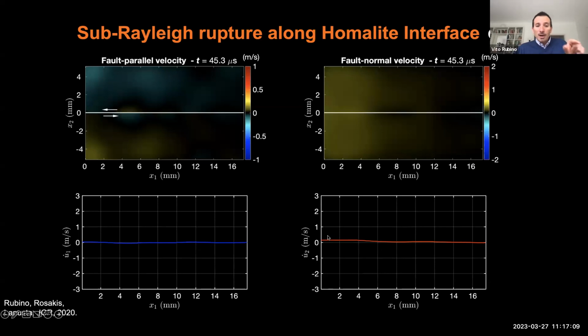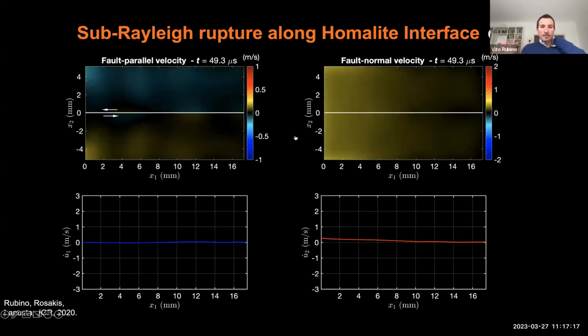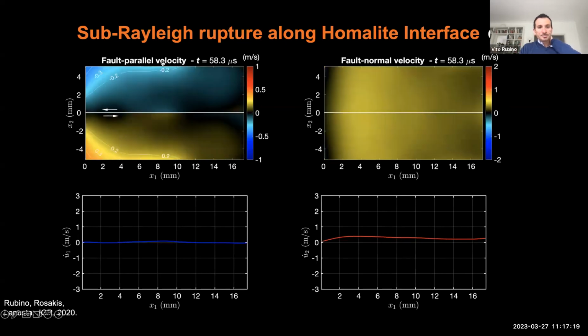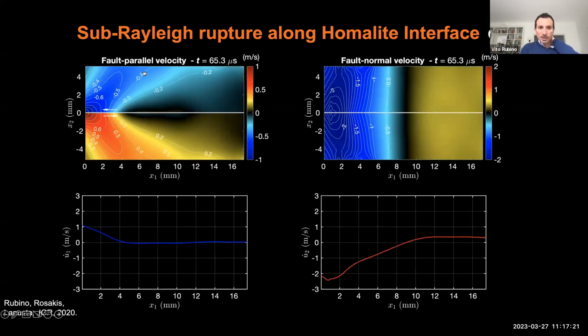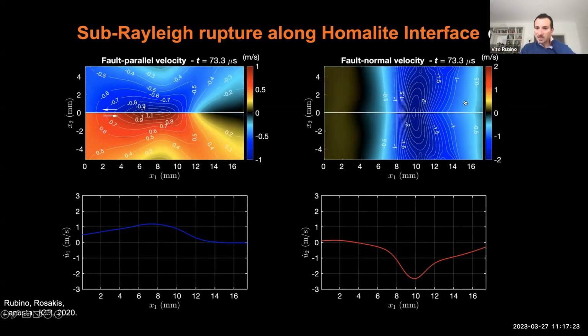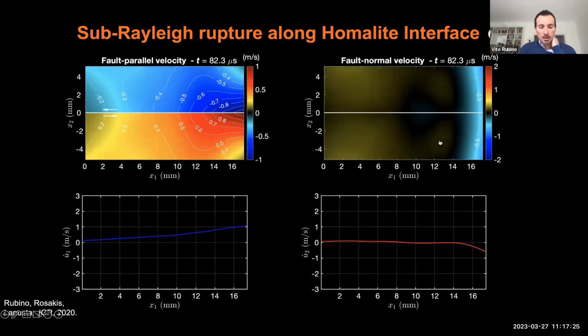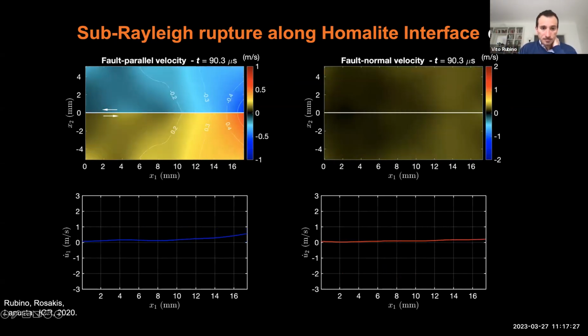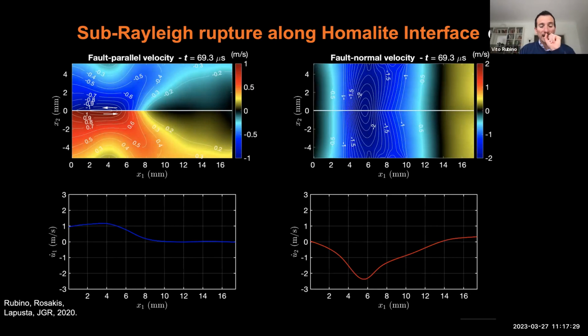So let me remind you what we saw for sub-Rayleigh rupture. These are the same panels as before with the fault parallel velocity and fault normal velocity. So we have the rupture entering with these compressional and dilatational lobes and this signature in the fault normal component. So that's what it looks like.